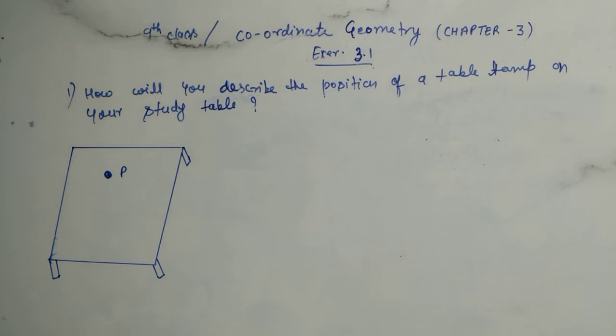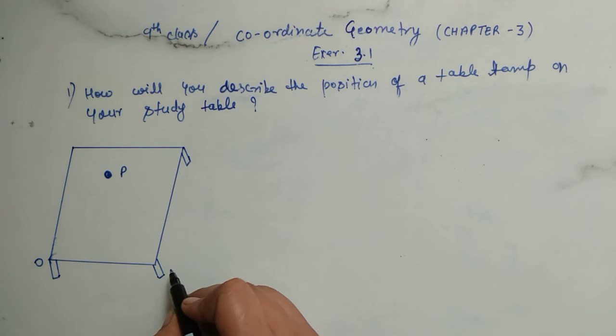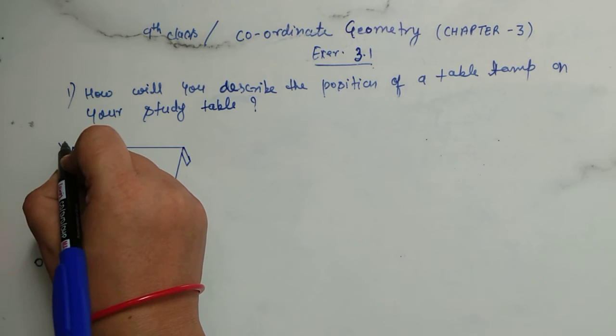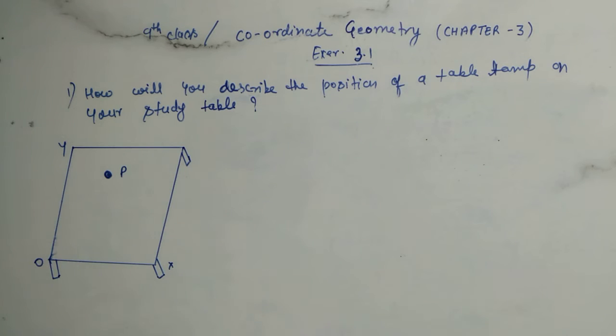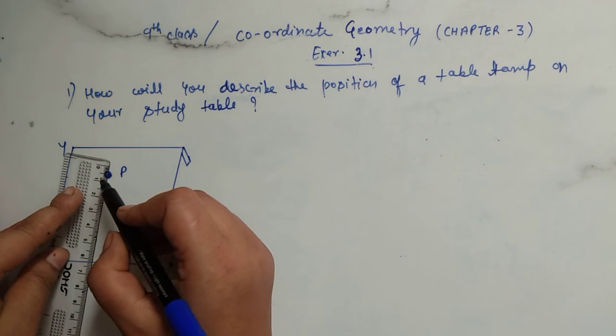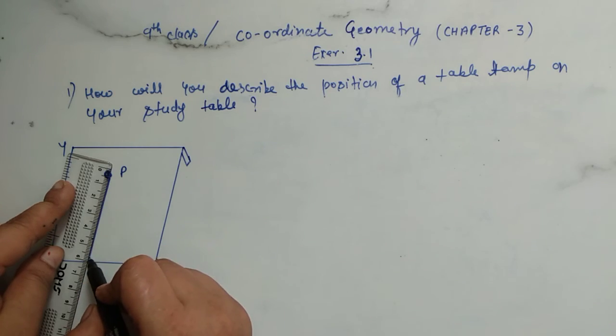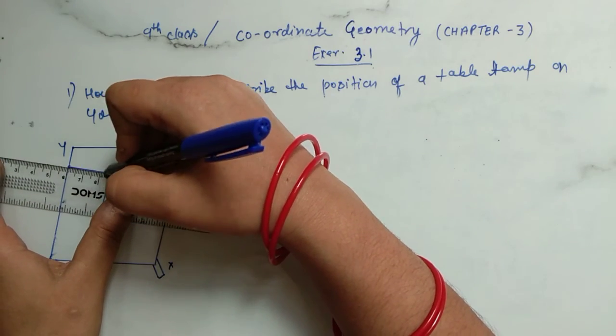For this, first of all I will choose two perpendicular edges. I am considering this point as O, and I am choosing this OX as one edge and this OY as the other edge, and both edges are perpendicular to each other. So I am choosing these two edges OX and OY, and considering this point O as the position from where I have to consider the position of that point P. These edges I have mentioned as reference lines. Now I will measure the position of P from both of the edges.